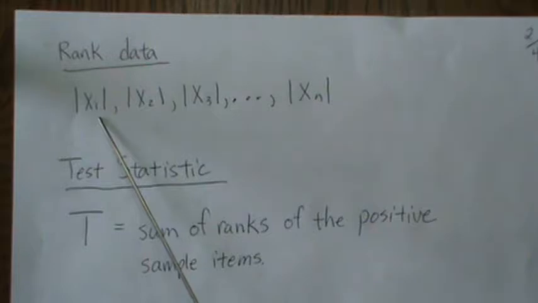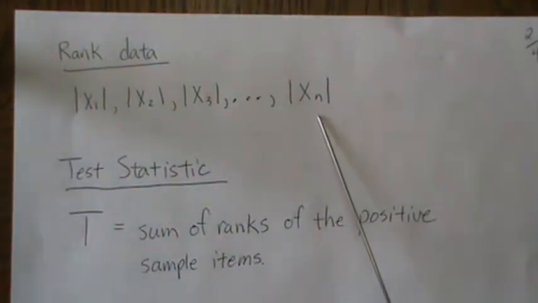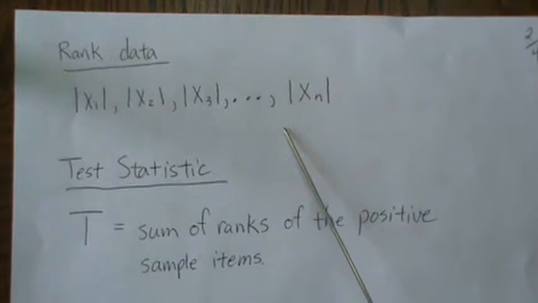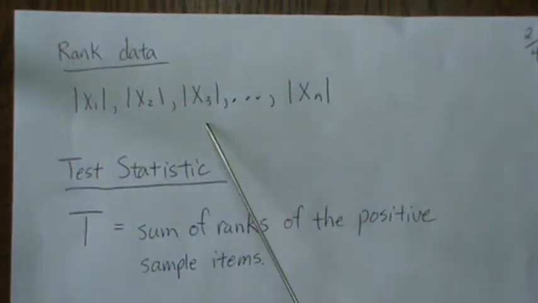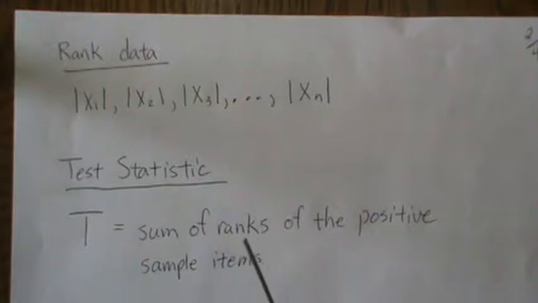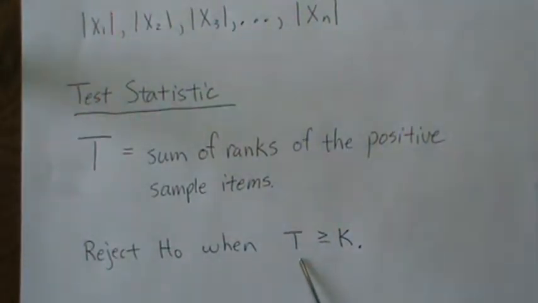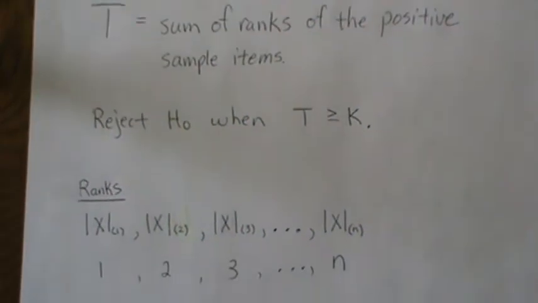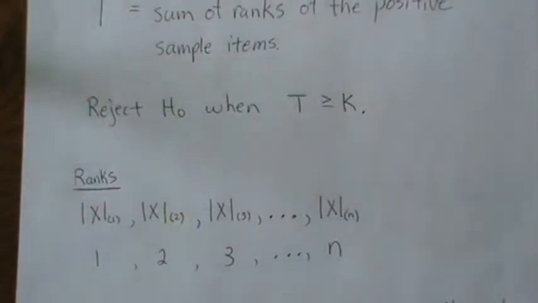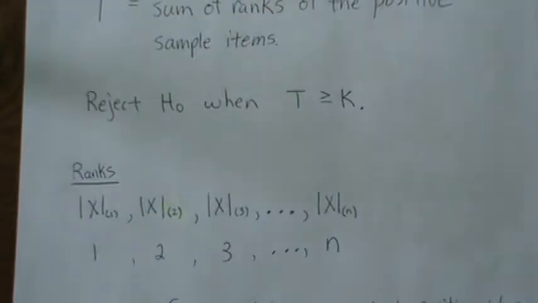Some of these original x's will be associated with negatives, less than 0, and some will be positive. And we're only going to add the ranks of the ones that are positive. So if we have too large a number of positive values, the ranks are going to be incredibly large. So we're going to reject the null hypothesis when the sum of the positive ranks, the signed ranks, is too large. Now let's look at some more notation.